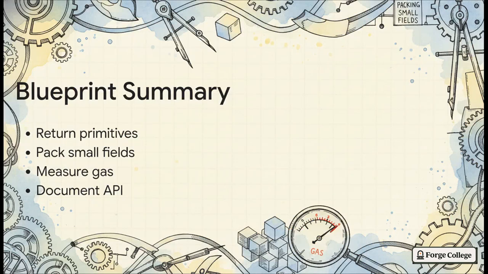So let's summarize our blueprint really quickly. Return only the required primitives. Avoid those large dynamic fields. Pack your small fields into tuples or a bytes32 snapshot. Always measure your cold versus warm gas to actually prove your optimization. And finally, document your API so your retrieval module is clean and easy for the next developer to integrate.